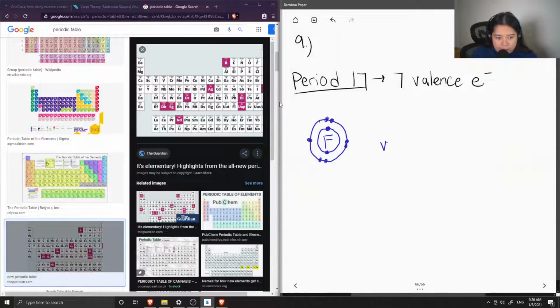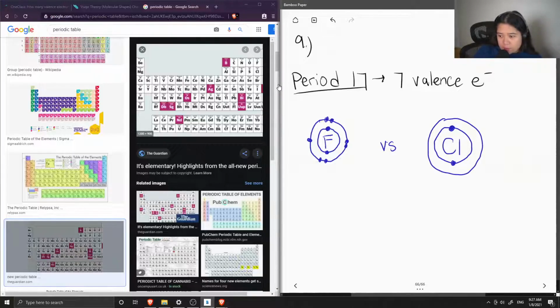So now let's compare this with a chlorine atom. There are also 2 electrons in the inner orbital. But if we look at the atomic number of chlorine, it is 17. So that means a neutral chlorine atom has 17 electrons. So this second ring has the full 8.